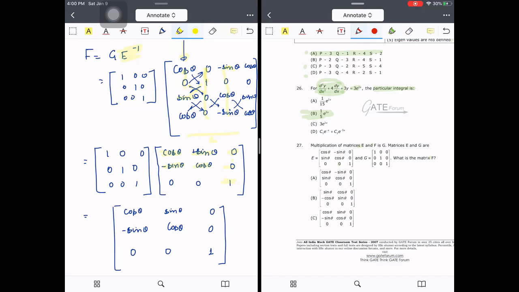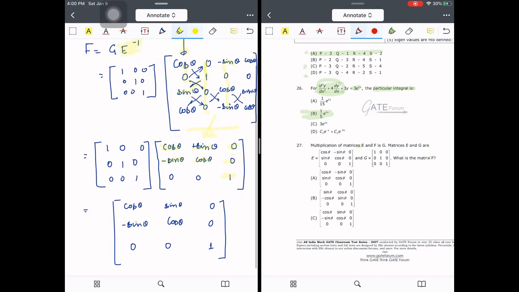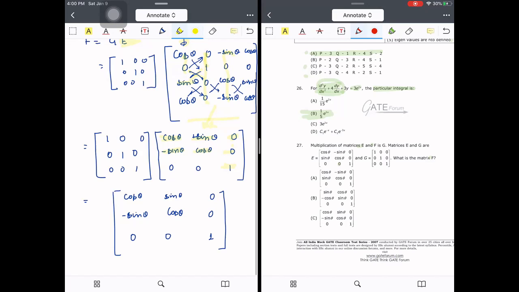Okay, and talking about the determinant, I think the determinant is 1 only. Okay, the determinant is 1, so we can divide by the determinant as 1, so there is no such big deal. So this is the shortcut method to find the inverse. So I hope you understand it and you can apply it so that you can save time.